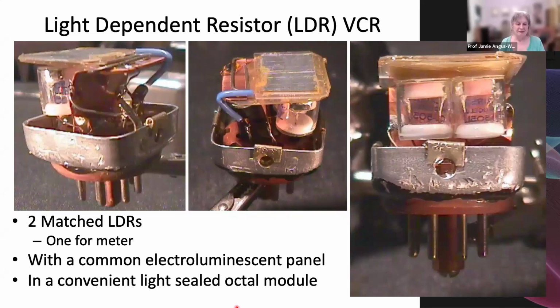I've got a few pictures here. They were in an octal package, which meant they were compatible with the valve bases of the day. And you would have two light-dependent resistors, and then you can see just above it there, that's the electroluminescent package, and they could all be placed in a convenient light-sealed module. Usually there were two matched light-dependent resistors, because they would use one to drive the metering that you would need in a practical device. Now, let's look at the timing of this, because I think this is quite important.